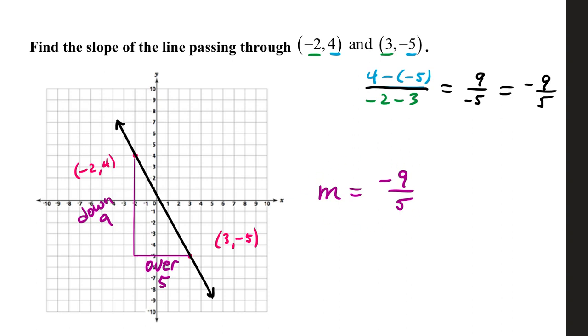And again, you guys pick whichever way you learn better, whether you want to plot your points and count the slope, or if you want to use a formula. They will both give you the same result if done properly. The catch is with the formula, you have to subtract in the same direction both times.